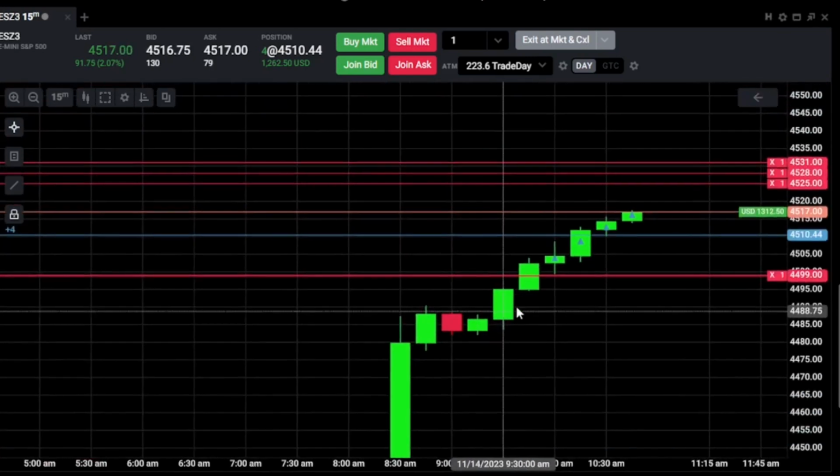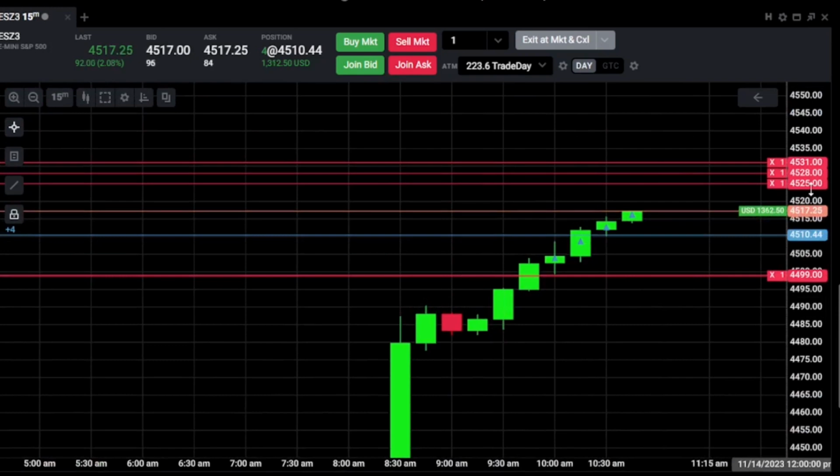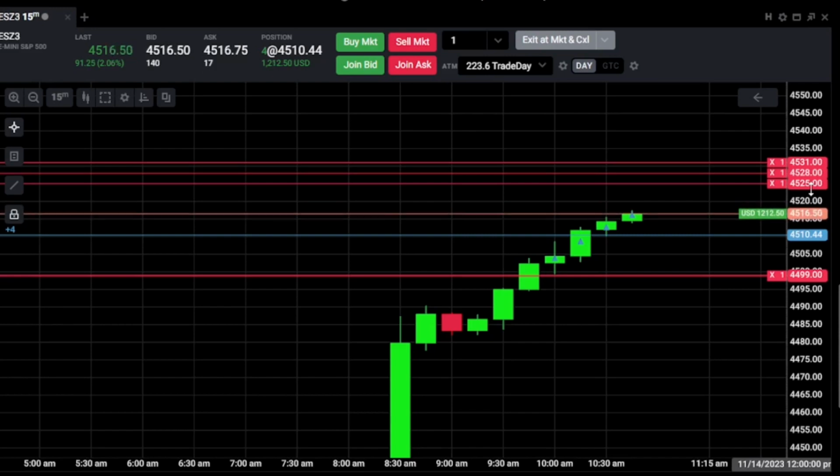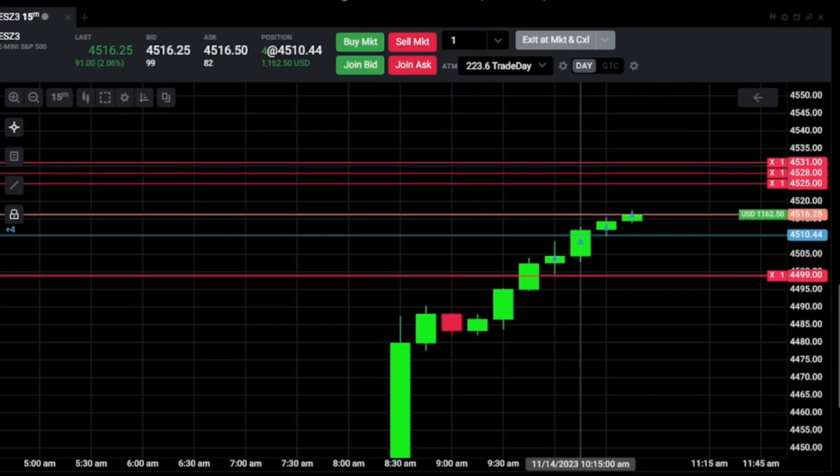Just leave it there. So my targets on all 4 of these contracts: I have 1 for sale at 45.25, another for sale at 45.28, and another 2. I have 2 for sale at 45.28, and then I have another contract for sale at 45.31. All right, and then my stop on all of these contracts is 44.90.